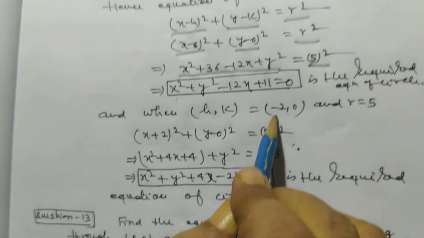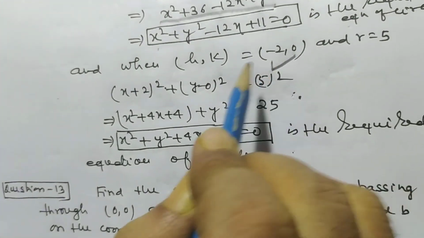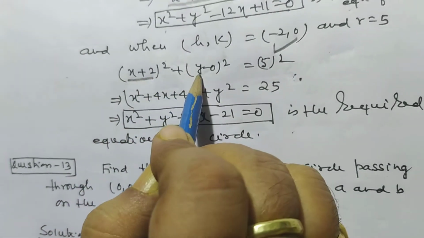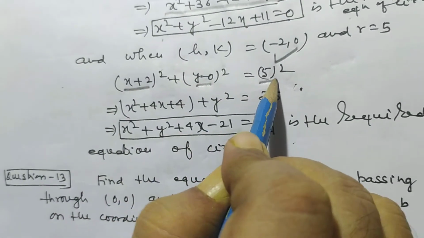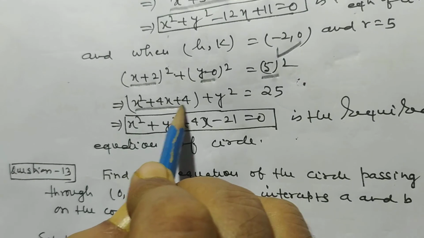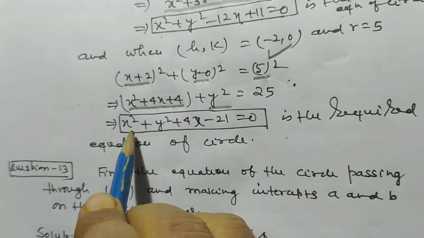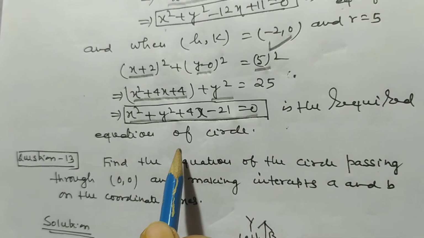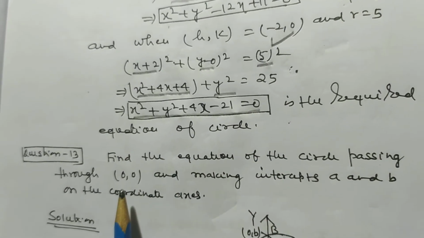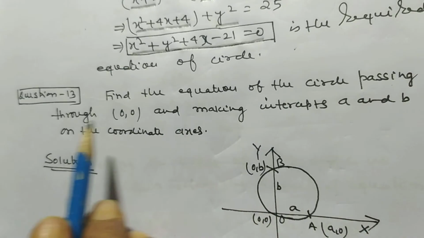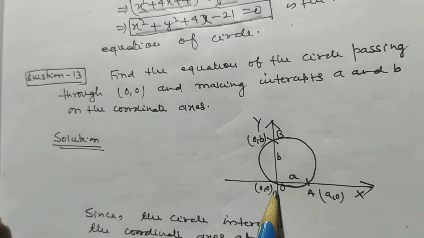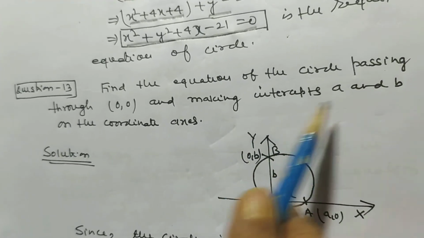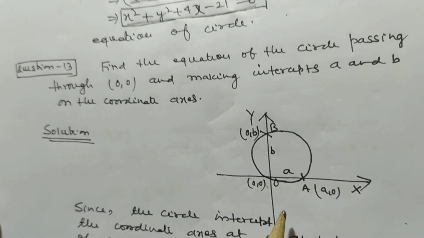When the center is at (−2, 0), then it will be (x + 2)² + (y − 0)² = 5². That is x² + 4x + 4 + y². That is x² + y² + 4x − 21 = 0, which is the required equation of the circle.